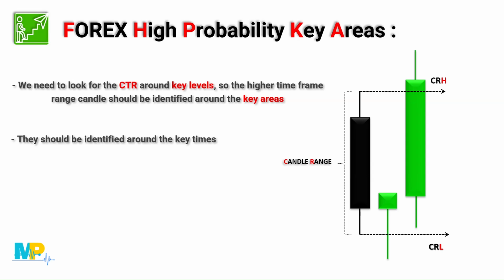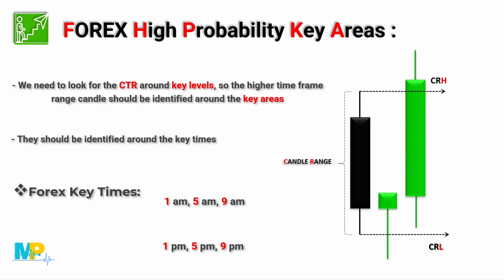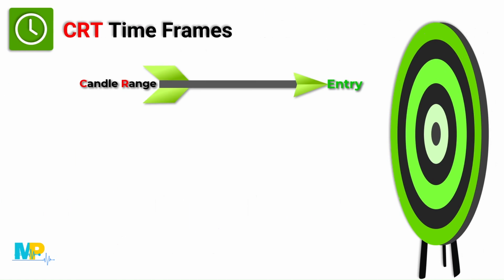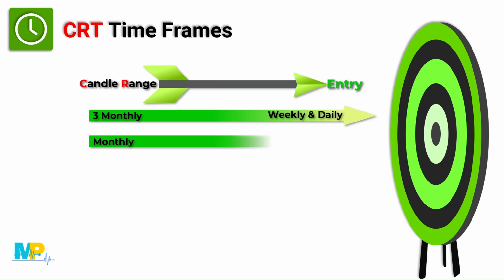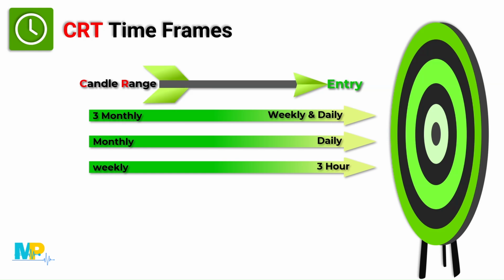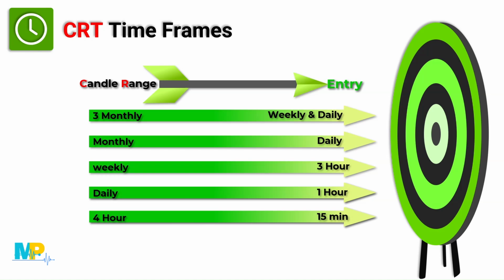For having high-probability CRTs, they should be identified around the key times, so we should consider the candles formed at 1 a.m., 5 a.m., 9 a.m., 1 p.m., 5 p.m., and 9 p.m. Here is a summary of the time frames you will need to switch between in order to look for the candle range and the entry in lower time frames.